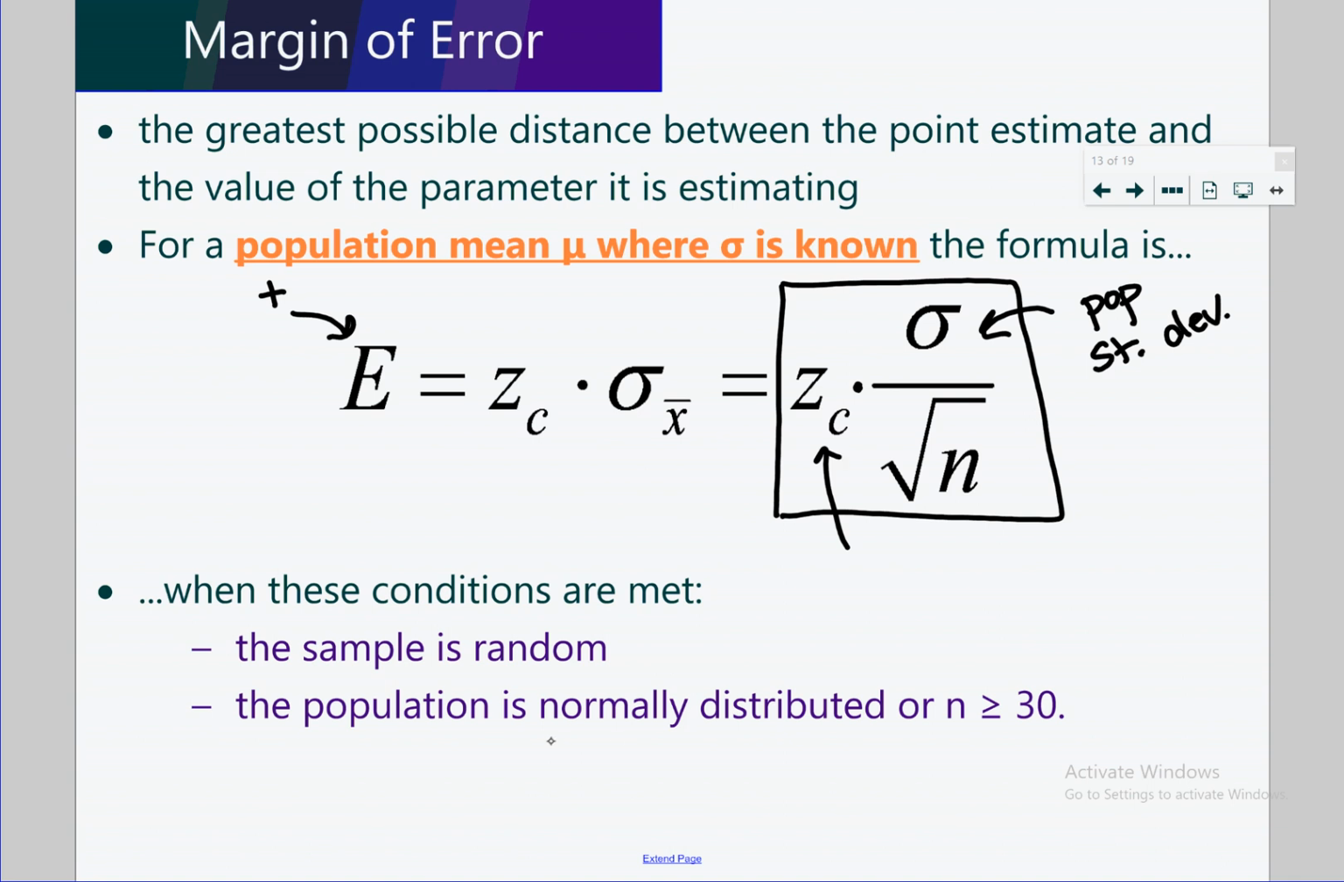Remember that we want to be normally distributed, or our N needs to be greater than or equal to 30. So that's the same conditions that we saw before in section 5.4, because technically this is still falling under that header of the central limit theorem. Okay, so as long as one of these conditions is met, we can do this.